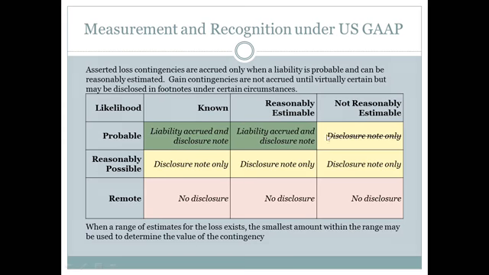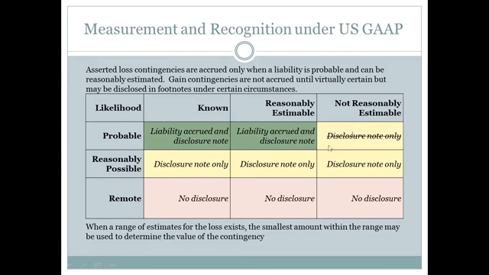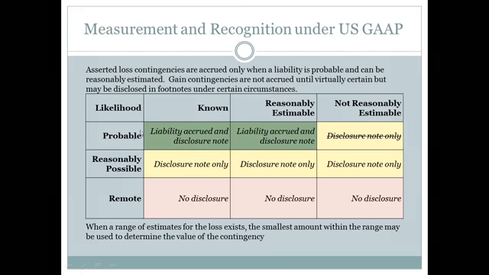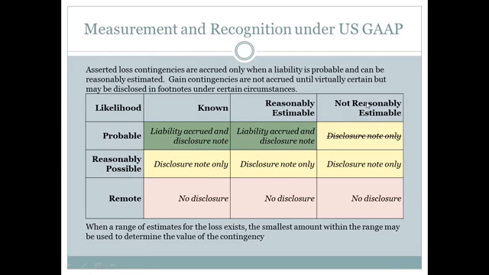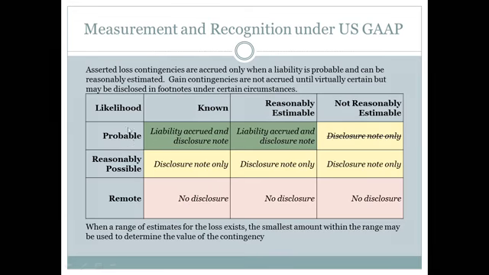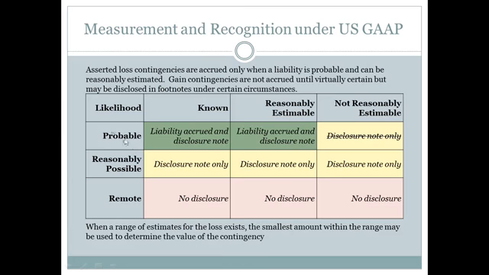Now, the reason why I have disclosure note crossed out over here is because it is very, very rare, almost never happens, where management can conclude that the likelihood of the loss is probable, yes, we're going to lose the lawsuit, and simultaneously we have no idea what the dollar amount involved is. There might be a wide range of estimates of the loss, but it's very rare for us to conclude that there's a probable loss, but we don't know what the dollar amount is.